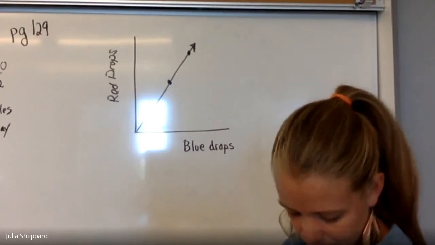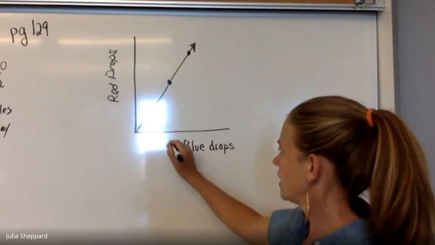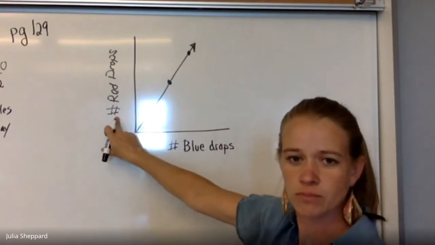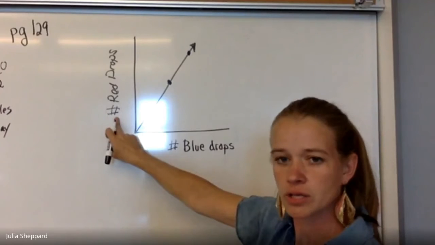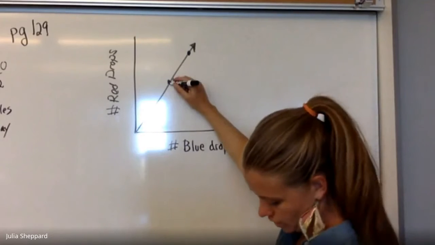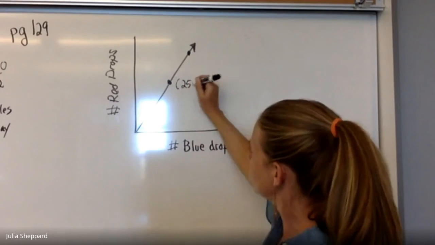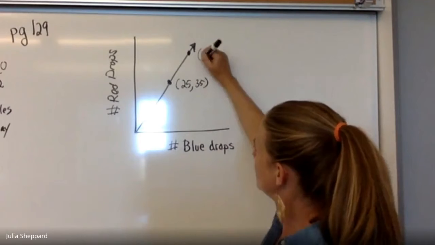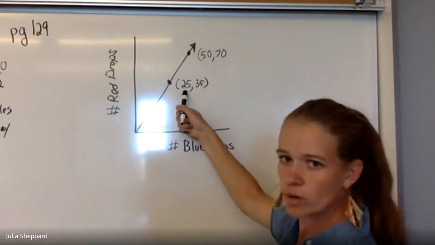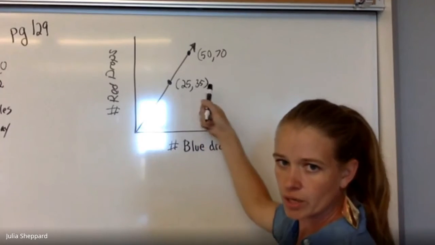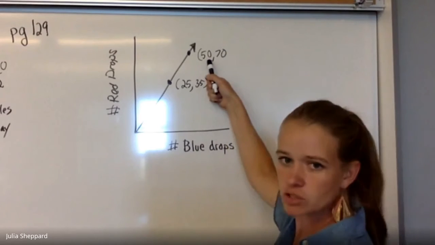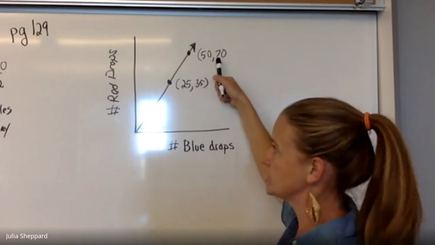But anyway, it says the number of blue drops and the number of red drops. That means number, not pound. What do you guys call it? Hashtag? This means number. Okay? So this point right here is 25, 35. And this point here is 50, 70. So it's saying for every 25 blue drops, I put in 35 red drops. So that makes them kind of purple. And if I put 50 blue drops in, I better put 70 red drops.